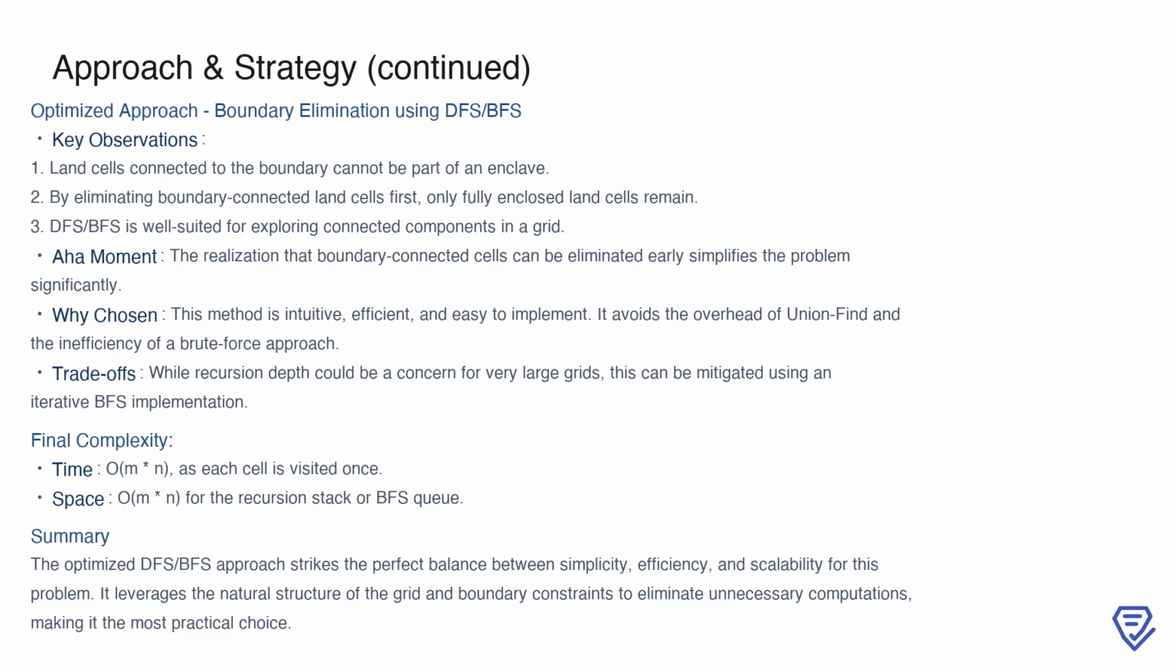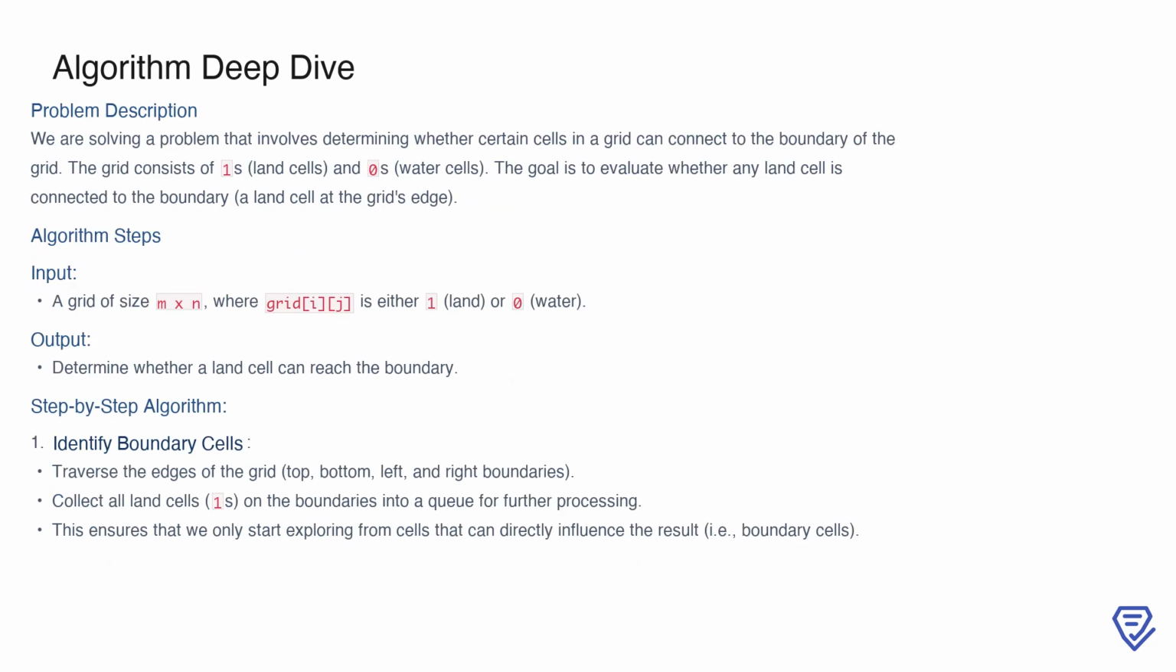To solve this problem, we need to determine whether land cells in a grid are connected to the grid's boundary. The grid consists of 1s, which represent land cells, and 0s, which represent water cells. Our goal is to evaluate whether any land cell can reach the boundary.